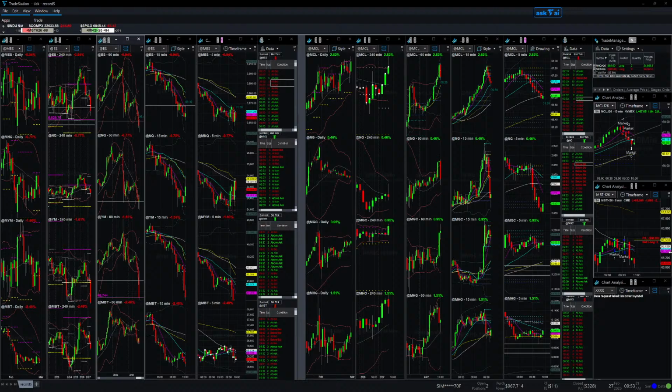Dude, the gamma levels are crazy, man. There's just nothing. It means I would expect volatility, but I don't know where the brakes are in either direction.